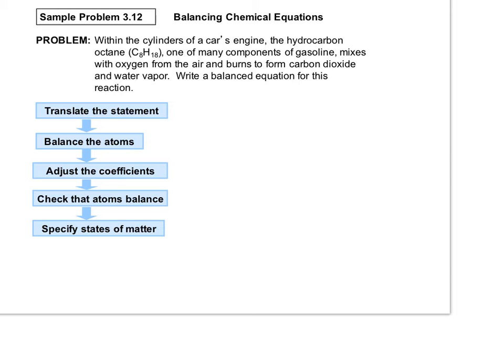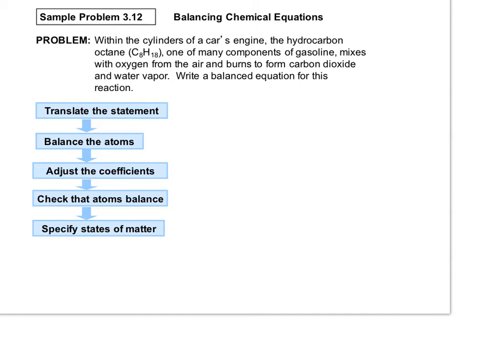The problem says, within the cylinders of a car's engine, the hydrocarbon octane, C8H18, one of many components of gasoline, mixes with oxygen from the air and burns to form carbon dioxide and water vapor. Write a balanced equation for this reaction. So the first step you see listed there is to translate the statement. All right, so that's what we're going to do first.